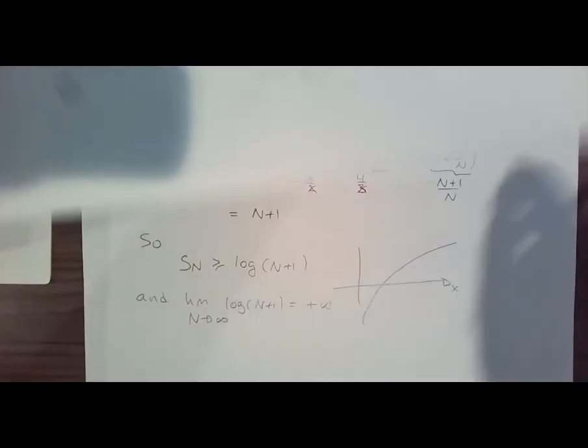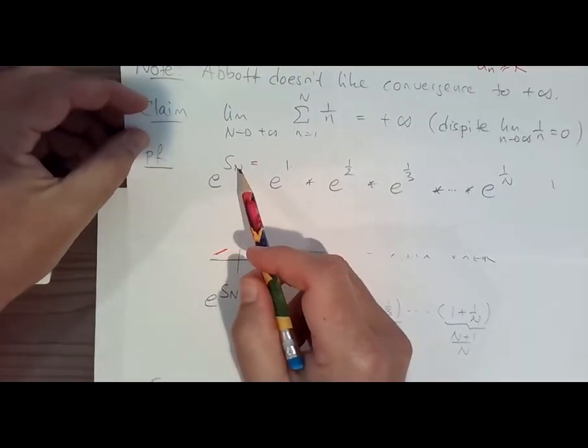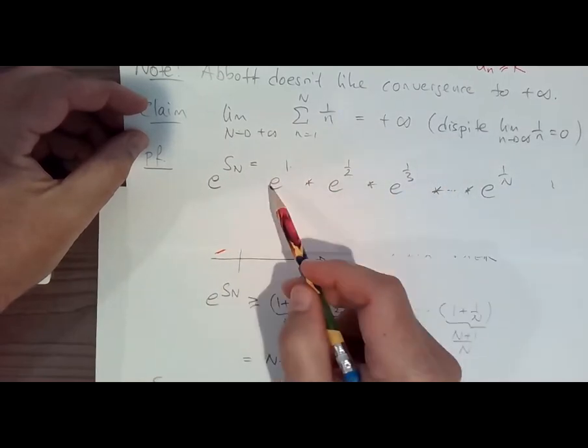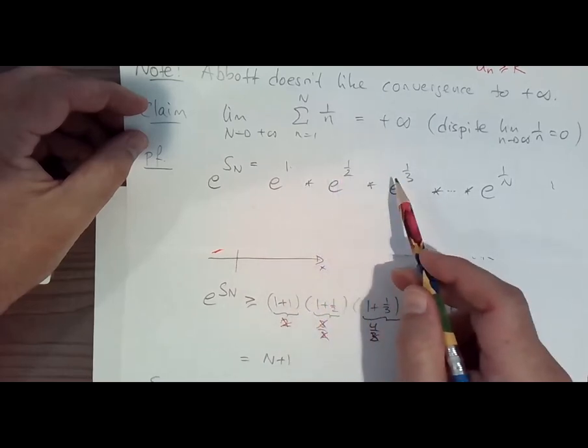Can you explain how we got 1 over n again? Yes, I can. Let's go through it one more time. The first thing I did was I just wrote out what Sn was. Sn is the sum of these terms here, and then I exponentiated, and I just used that the exponential of a sum is equal to the product of the exponentials.